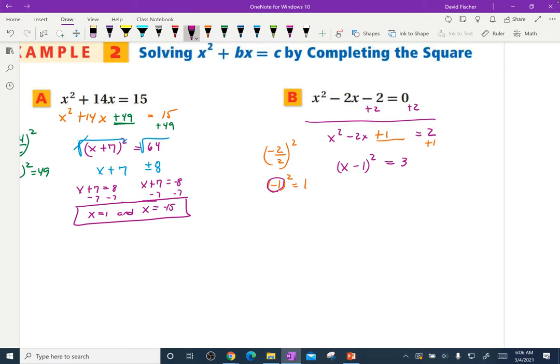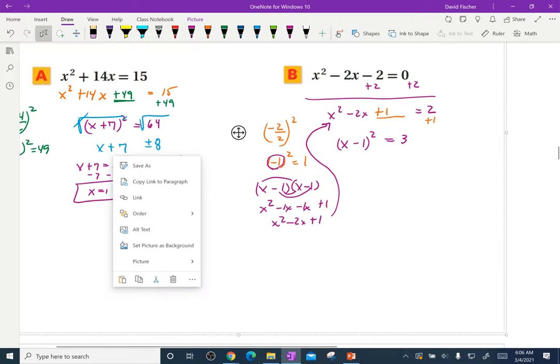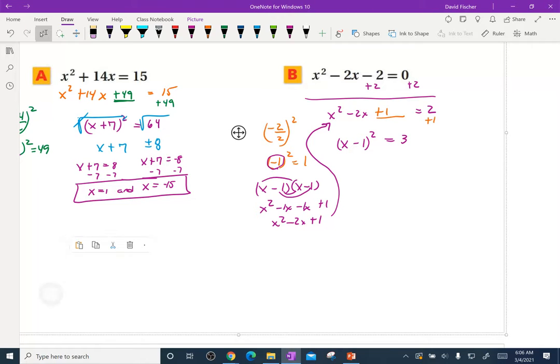So again, in case you forgot, if I did x minus 1 times x minus 1 and I did FOIL, I get x squared minus 1x minus another 1x plus 1. And now I have x squared minus 2x plus 1. Isn't that my quadratic that I started with? I don't want to do all that, so I want to start using strategy and patterns here.